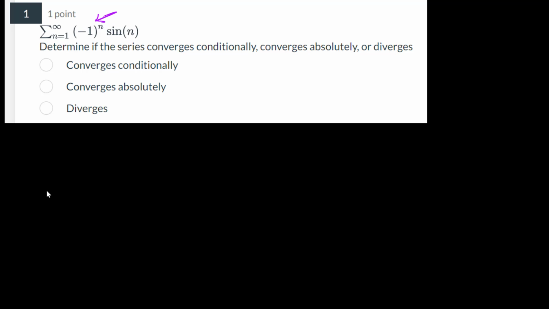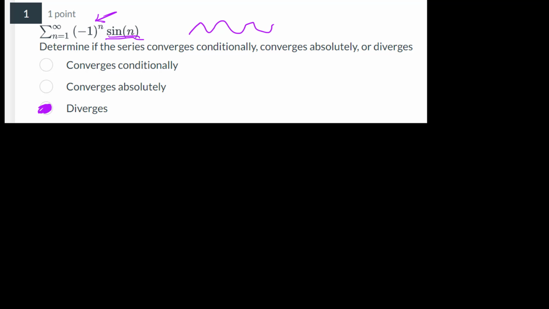But on this one, you can see that our sequence here is sine of n, and sine of n just oscillates back and forth, going between -1 and 1. So as n goes to infinity, sine of n does not tend towards 0, so this one is going to diverge. So again, when you see this conditional, absolute, diverging question, you're going to be using the alternating series test, and you have to check to see if the sequence is going towards 0.